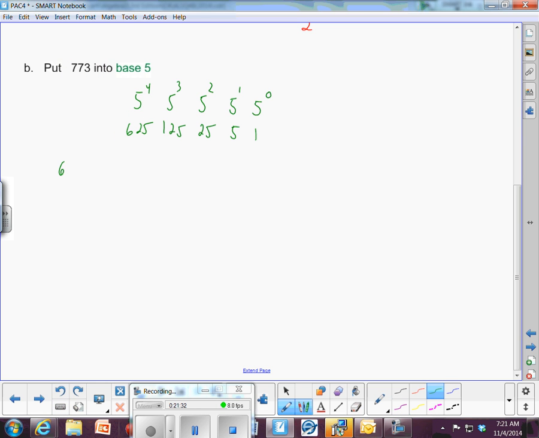I'm going to take my 625 and I'm going to divide it into my 773. Okay, now this can be more than 1. It just so happens these first couple examples it was a 1. It could be any of the 5 possible digits. Okay, 625. That should be red actually. So 625. And what do we get here? 148.